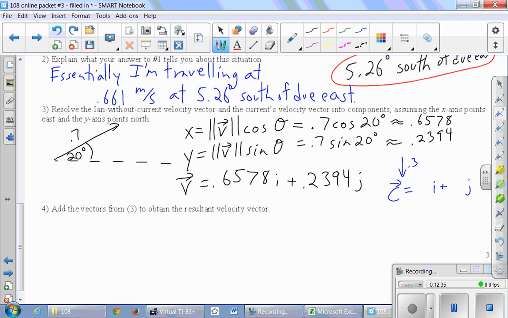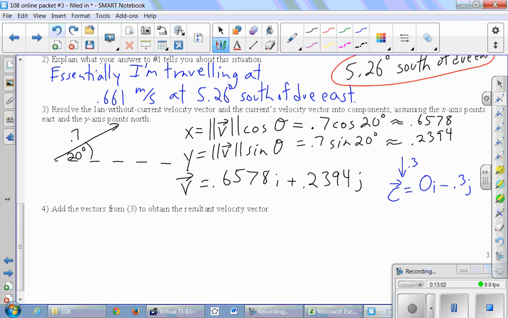So how much is this current moving right and left in the i direction? That is to say, how much east and west? And the answer is not at all. So there's a 0 there. And then how much in the up-down direction? Well, it's a 0.3. But that's not quite right because 0.3 would indicate up and we need to go down. So the vector for the current in components is 0i minus 0.3j.